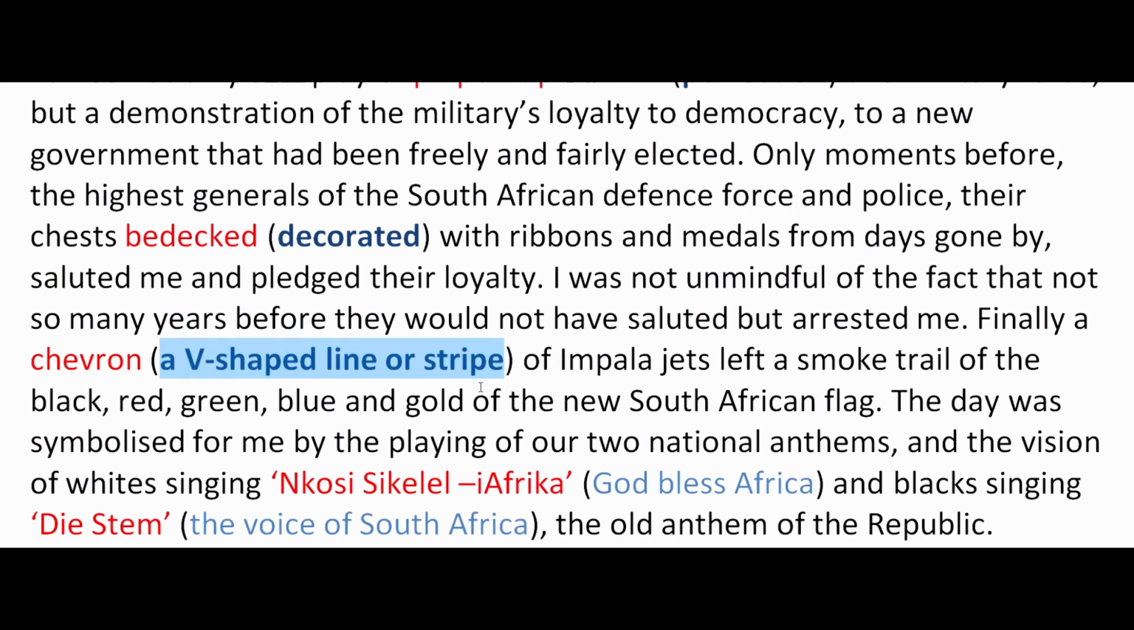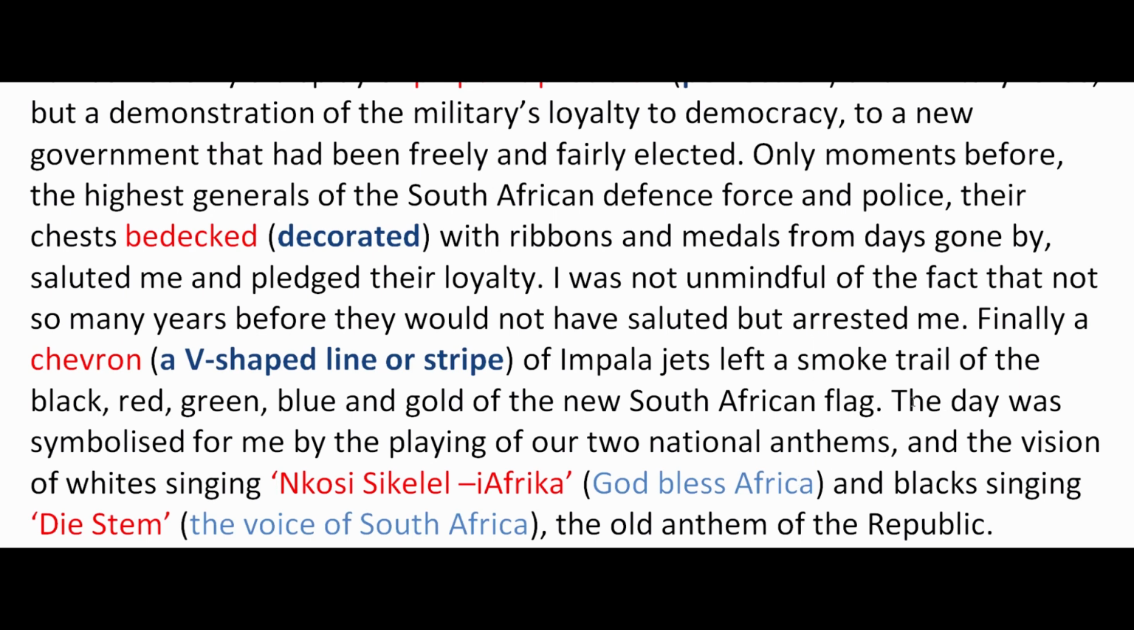That is called Impala jets. Impala jets means a kind of jet fighters. South Africa has these. They left a smoke trail of the black, red, green, blue, and gold of the new South African flag. As in our country, the helicopters release smoke of the tricolor, in that same way they were releasing black, red, green, blue, and gold. That was of the new South African flag.